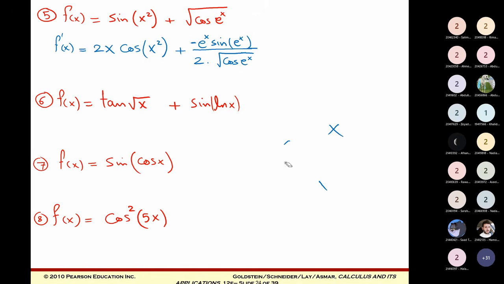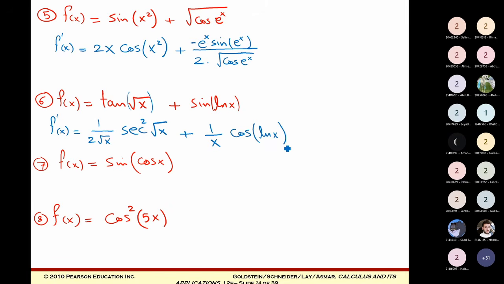Okay? Now, f prime equal tan radical x. So, what's the derivative of the angle radical? 1 over 2 radical x multiply by the derivative of tan, secant square, and put it the same angle. Plus, what's the derivative of ln? 1 over x. The derivative of sine, cosine, and put it the same angle.